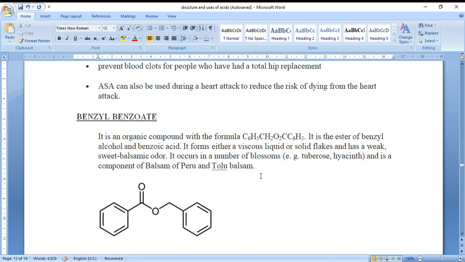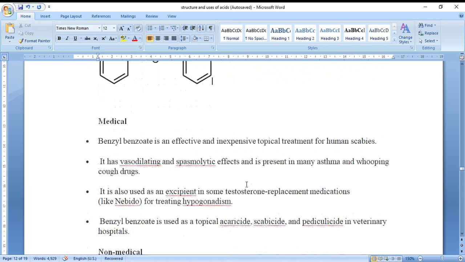It occurs in a number of blossoms like tuberose and hyacinth, and it's a component of balsam of Peru and Tolu balsam. Coming to the uses, this is a very effective and inexpensive topical treatment for human scabies. You know that scabies is a skin disorder. To treat scabies, we generally use benzyl benzoate, and it has a vasodilating and spasmolytic effect, and it is mainly used in asthma and whooping cough drugs.